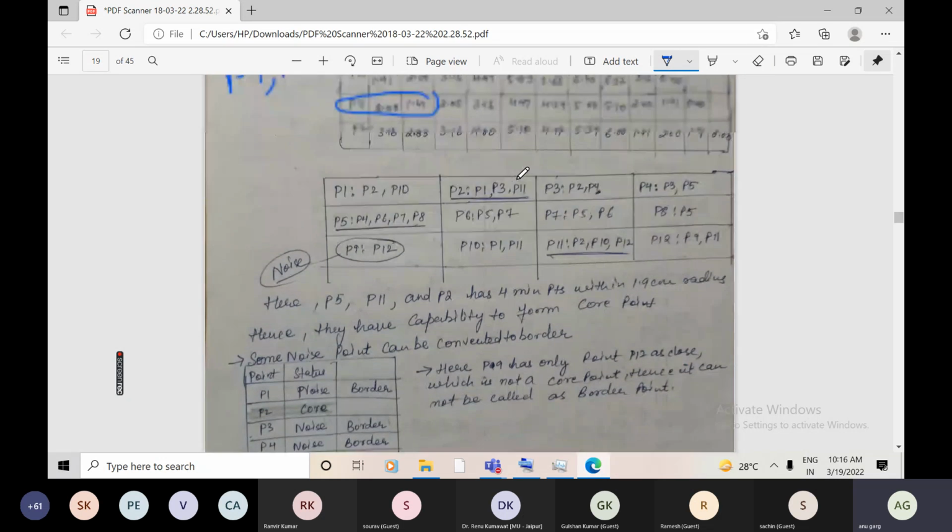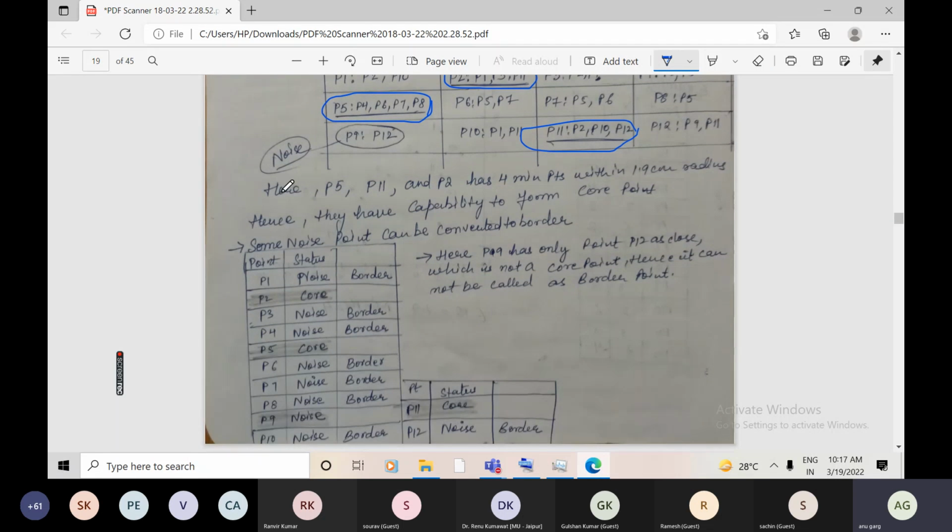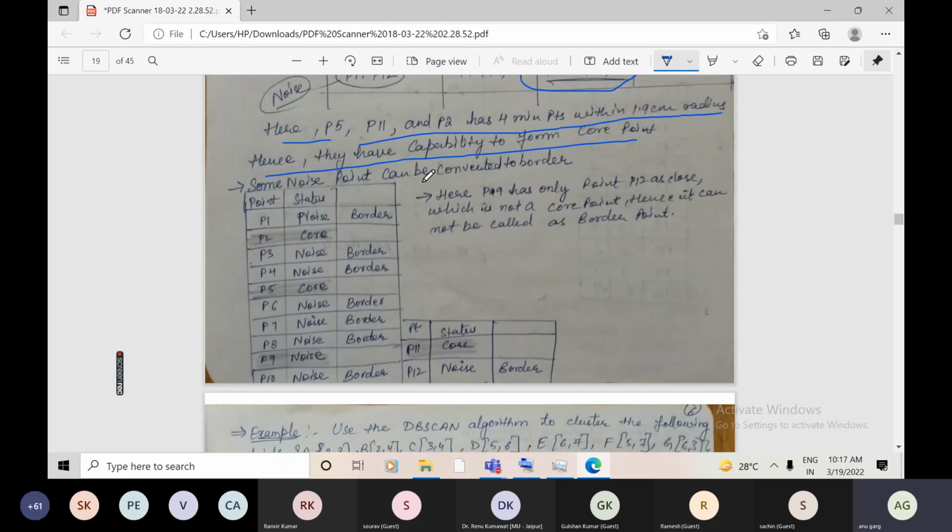If you see here, you have 4 minimum points here, 4 minimum points here, 4 minimum points here. So P5, P11 and P2 have 4 minimum points within 1.9 centimeter radius. Hence, they have the capability to form core points. So next, you need to write down your table.